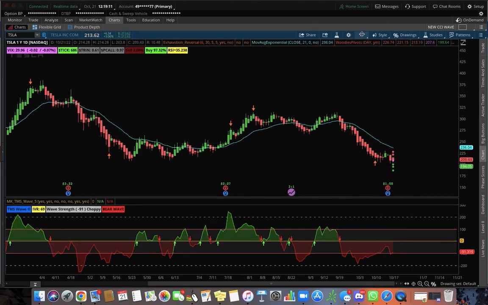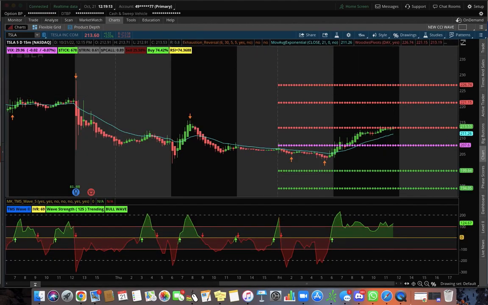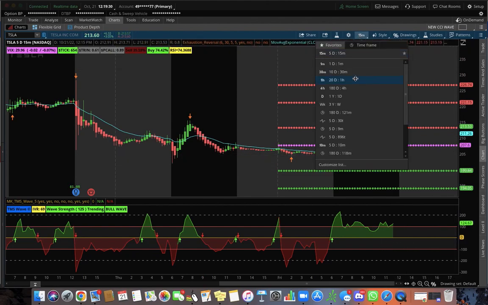And let's change this to like a 15-minute. And now you can see the 3 resistance levels. You can see basically the pivot area or point of control area. You could see we're right at resistance for Tesla. And you can see the 199 level is identifiable to this area.